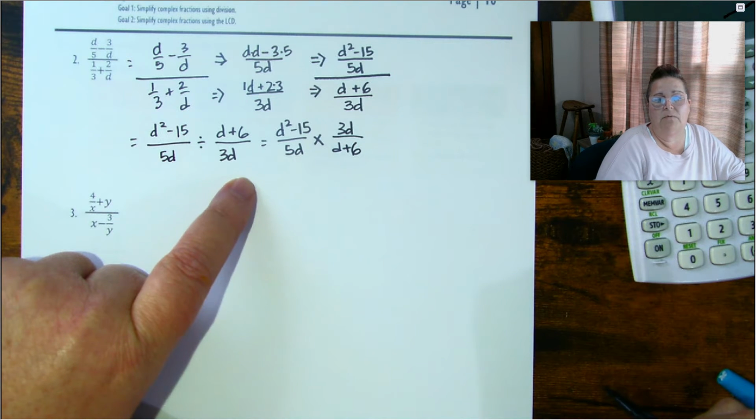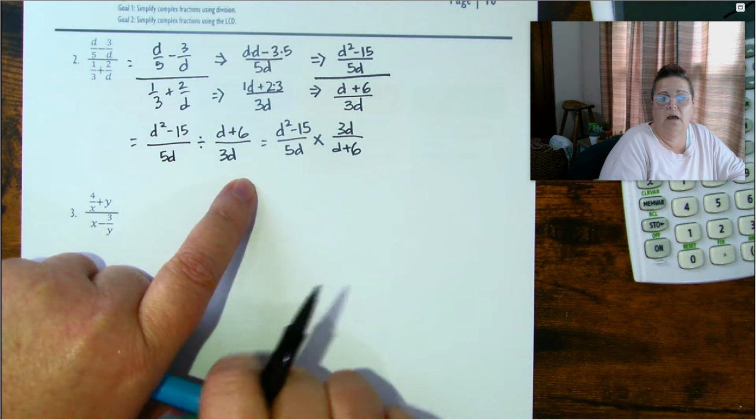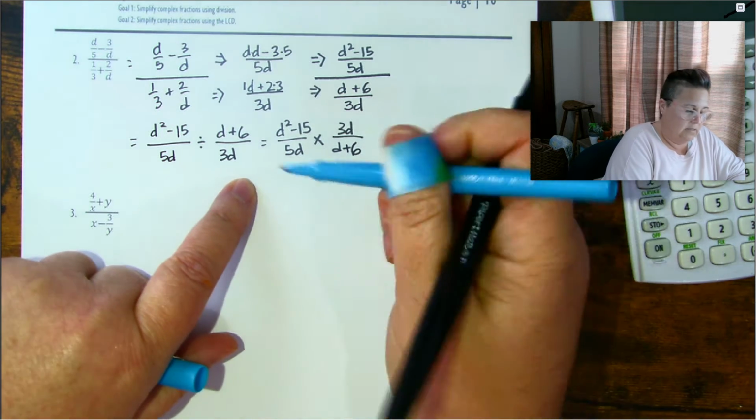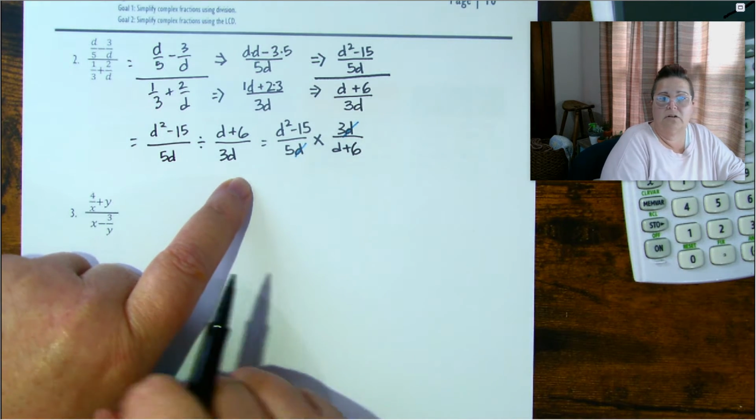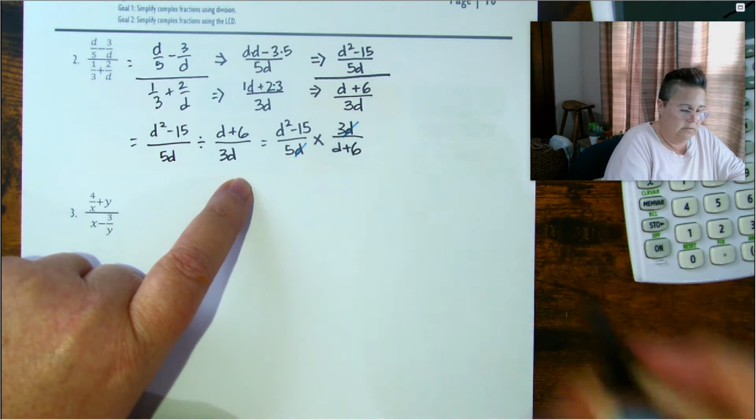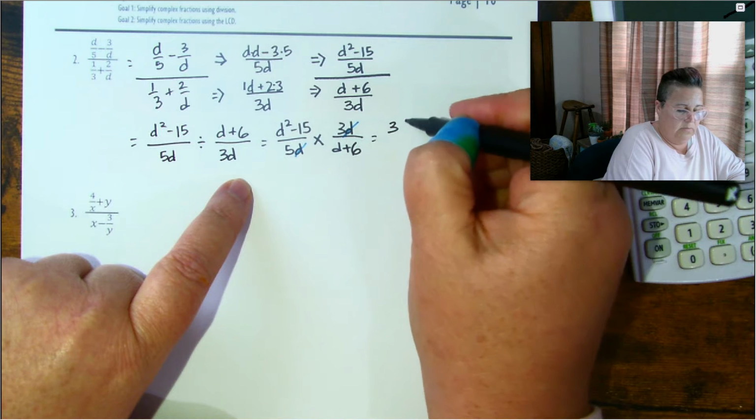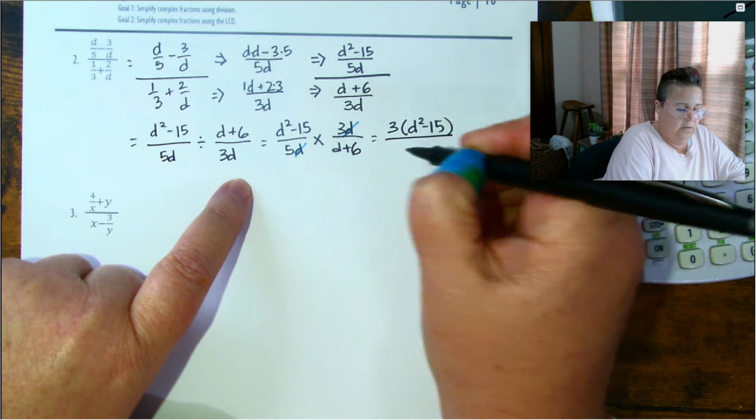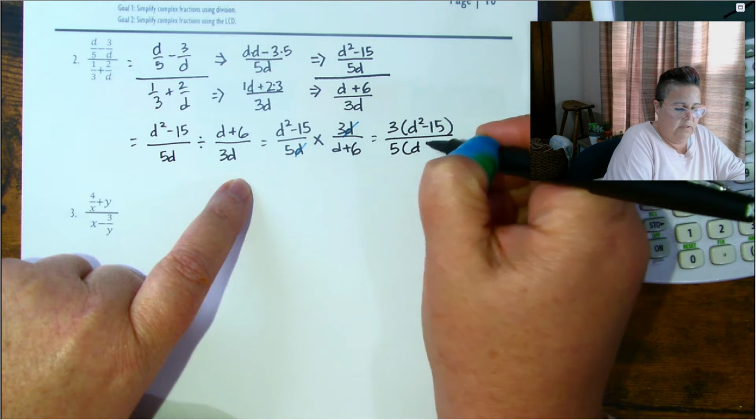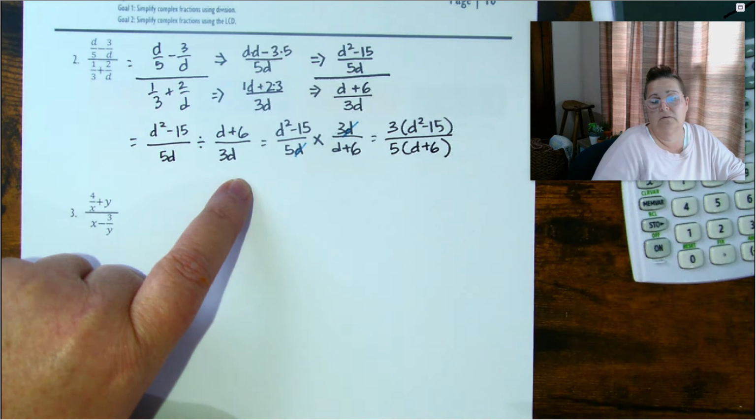Once I've done that, I want to look to see if I can cancel anything. I think I can just cancel the d's, right? That d and that d. Numerator, denominator. I don't see anything else. So this will be 3d squared minus 15 over 5 times d plus 6. Nothing else is going to cancel.